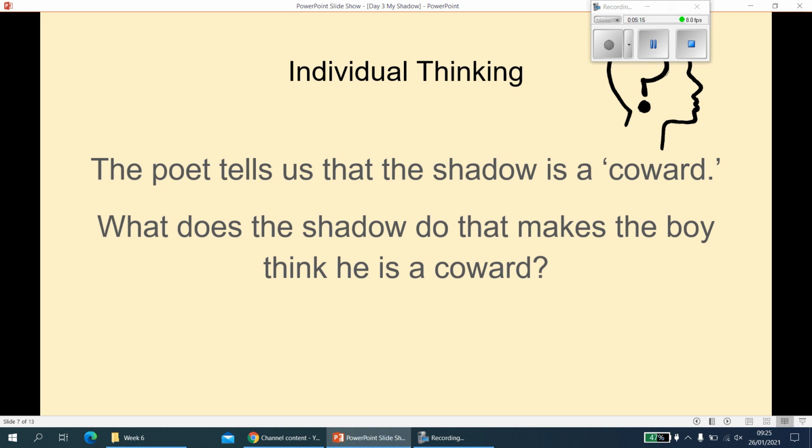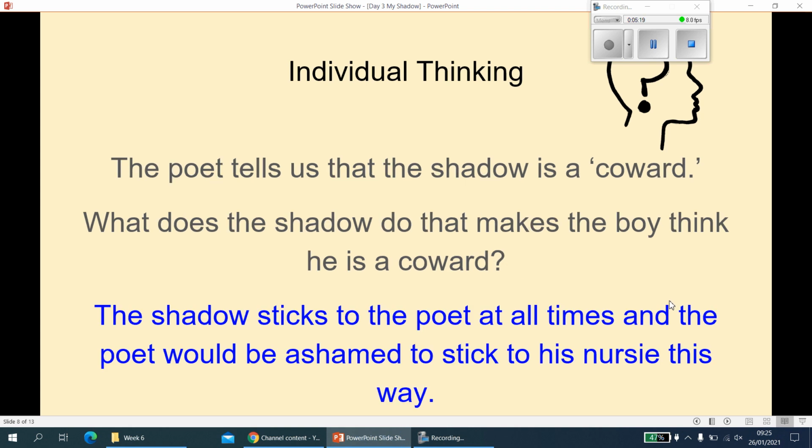Okay, so hopefully you've had a look through verse 3, and it says that the shadow sticks to the poet at all times, and the poet would be ashamed to stick to his nursey this way. "He stays so close beside me, he's a coward, you can see. I'd think shame to stick to nursey as that shadow sticks to me." So something about him staying really close to the boy. Okay. Next question.